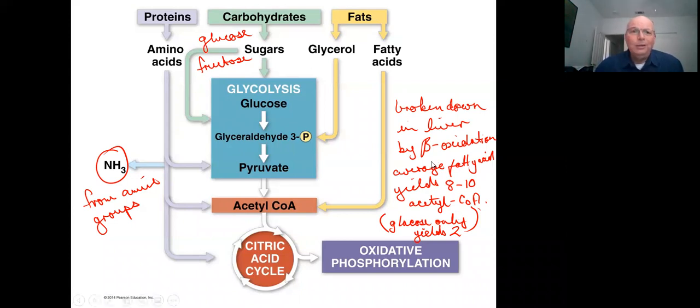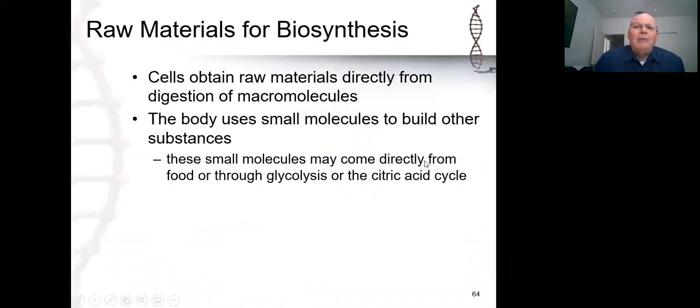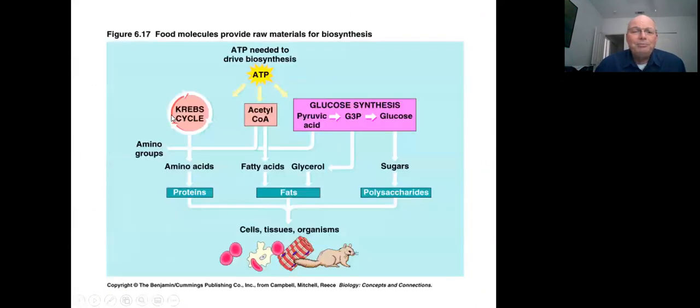Now, ironically, not only can we process all sorts of food molecules through cell respiration, the cell respiration pathway can also serve as a source of raw materials for making the different types of molecules. So it turns out that really what cell respiration is doing is running on a very fine edge, depending on the cell's energy budget versus its carbon budget.